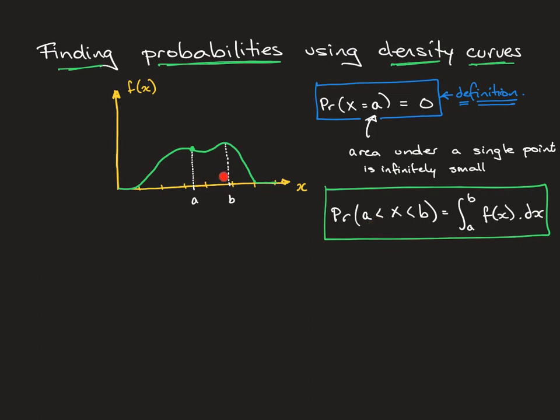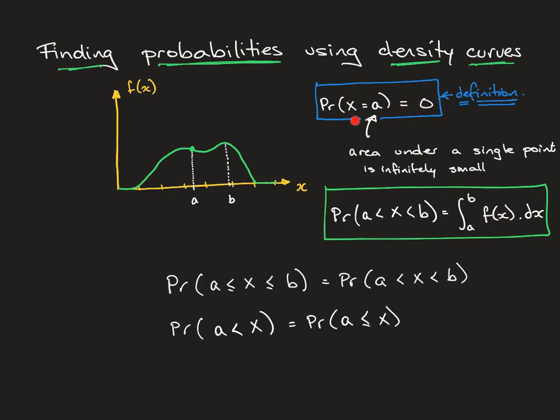Okay, so the best that we can do is to find probabilities between two values. So we can find the probability that a particular outcome will be between the value of a and b. So we're looking for the probability that x is between a and b. And to do that, you integrate the formula for the density curve between a and b. And yes, I did just use integration in probability.